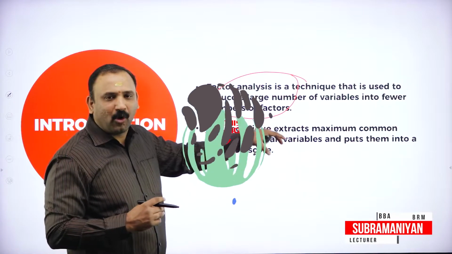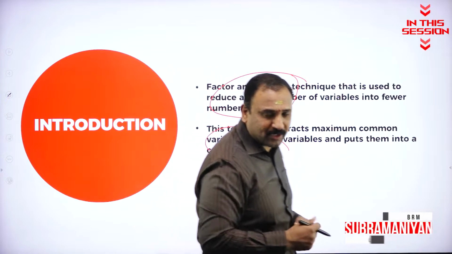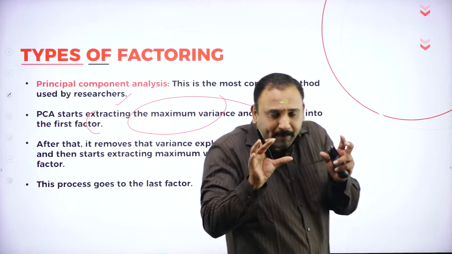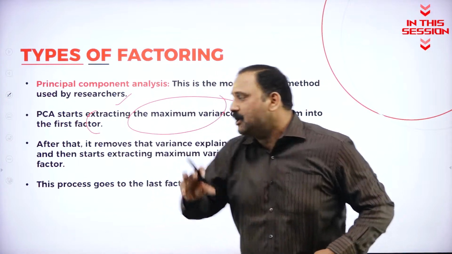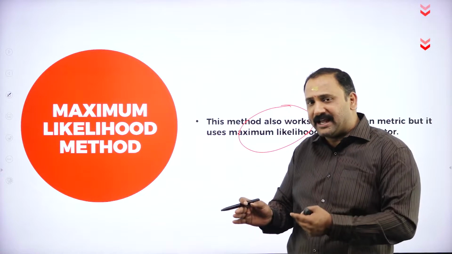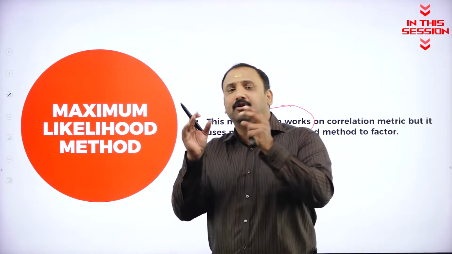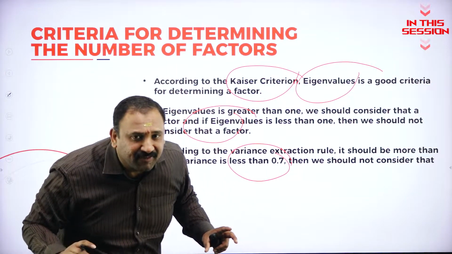Common variance from all variables, and they will put them into a common score. Now, how does this work practically? So all the common components are going to be put into one single system altogether. Once it reaches a particular value, then it will break even or break down in terms of the pricing factor. If the factor is less than 7, then we should not consider that factor at all.